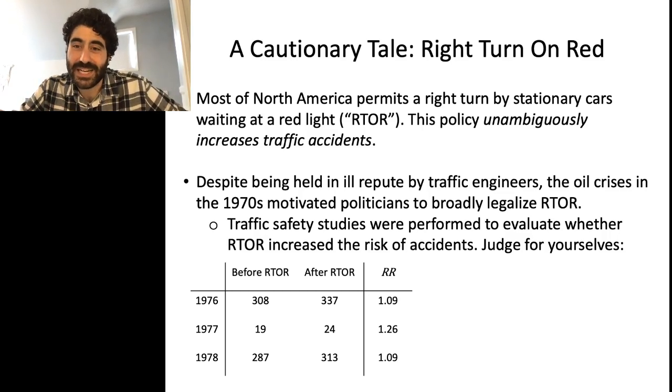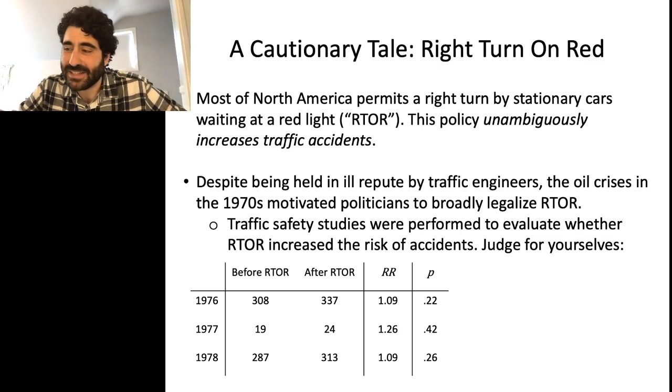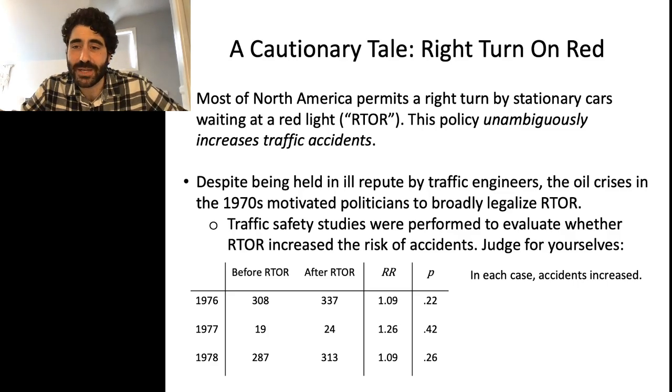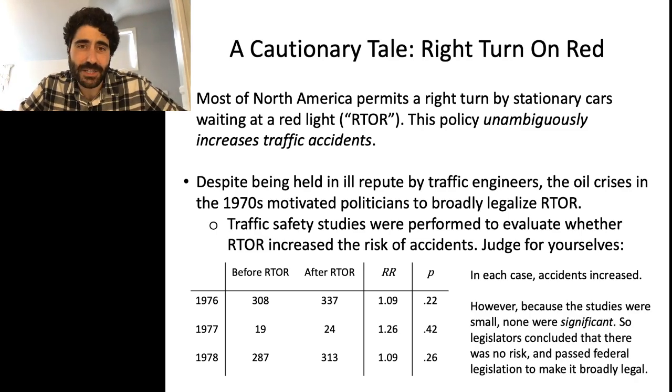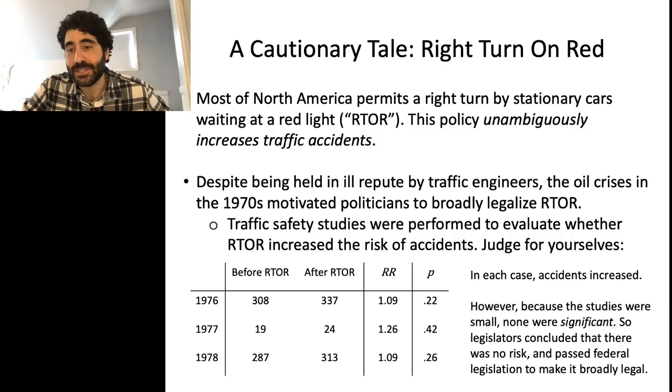But these samples are pretty tiny, and so the p-values here are not that impressive, right? They're not even really close to significance, right? And so in each case, accidents are increasing, but the studies were pretty small and none of them were statistically significant. And so that was used as an argument to say that there is no effect in this data, right? We don't see any significant difference before and after legalization, which means that there's probably no effect. And so we should legalize this, right?